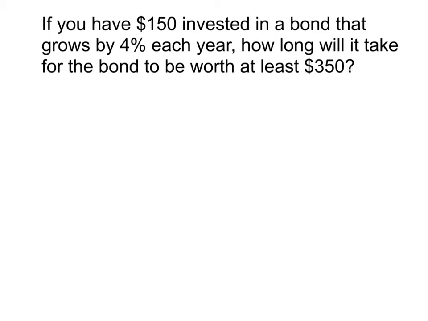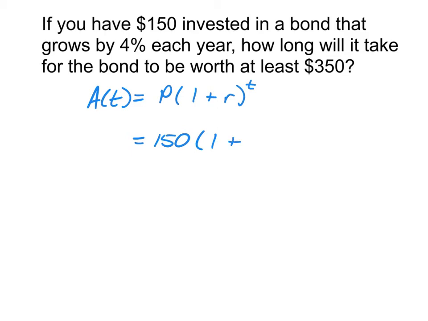All right, so the first thing I want to do is write the exponential equation for this. So this is going to be A of t equals an equation in this form, P times (1 plus r) to the t. And so in this case, my P-value, my principal, my starting value, all those mean the same thing, is 150.